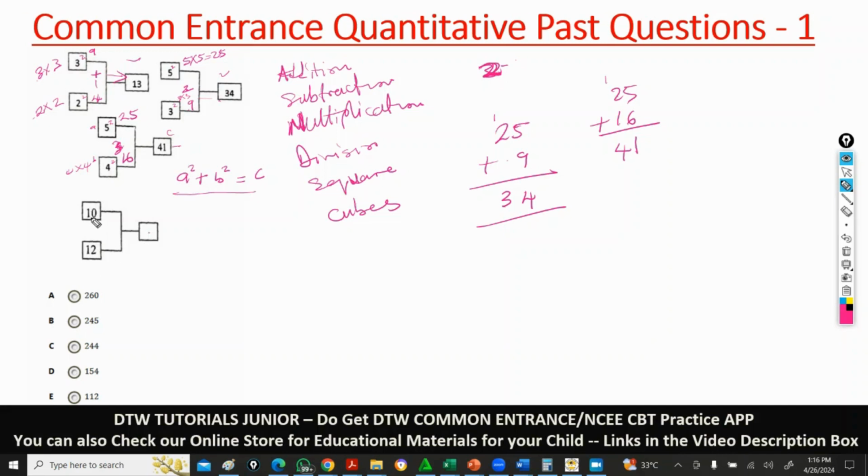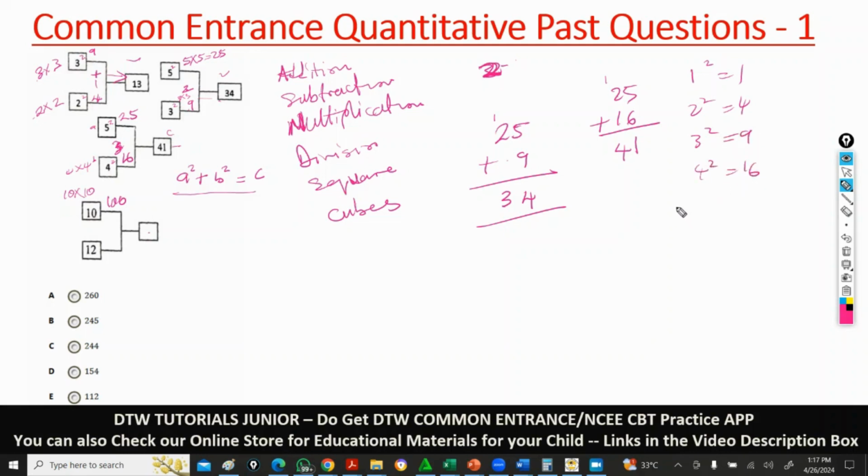So 10 square, what is 10 square? That is 10 times 10, which will be 100. And what is 12 square? You must be able to know at least your first 12 squares. Please, before you get into the hall, know your first 12 squares. 1 square is 1, 2 square is 4, 3 square is 9, 4 square is 16.